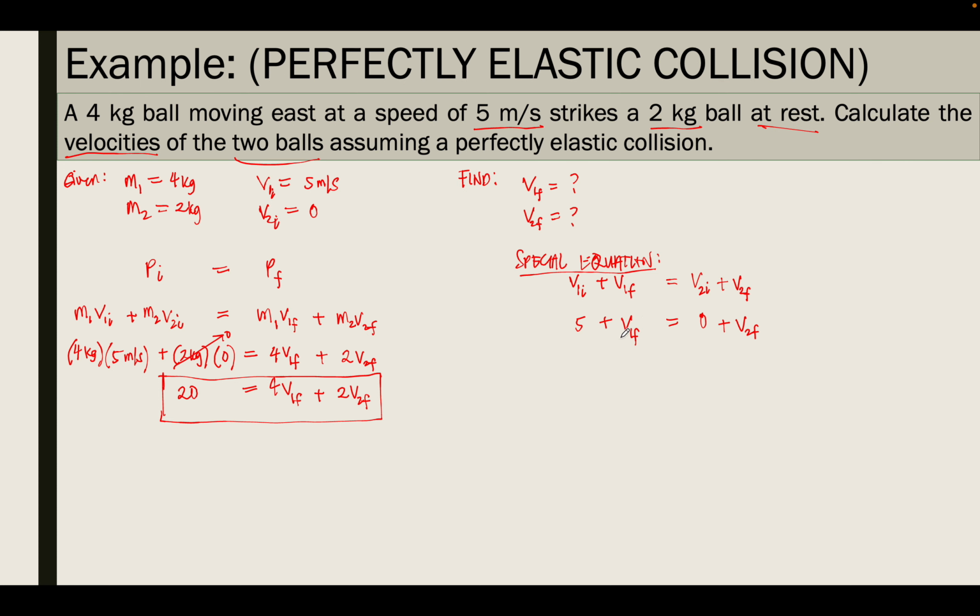So let's transpose V1 final to the right side of the equation. On the left side, we are left with 5 is equal to V2 final minus V1 final. Okay, so this is now our second equation. The next thing that we will do is combine these two equations so that we can solve for V1 final and V2 final.